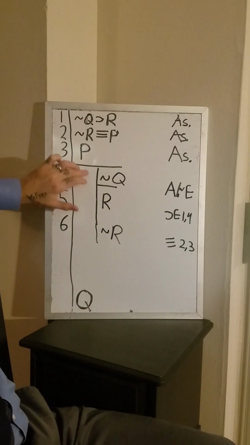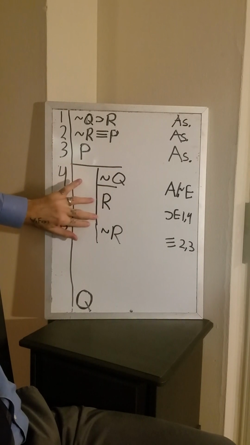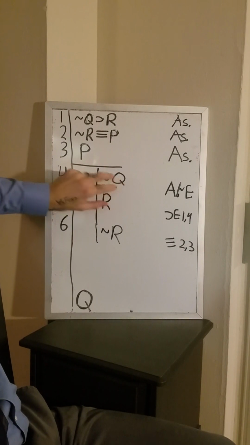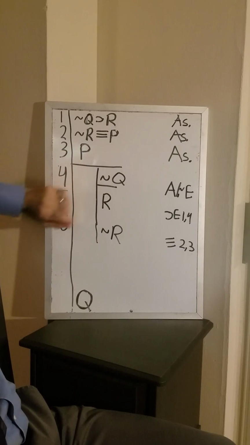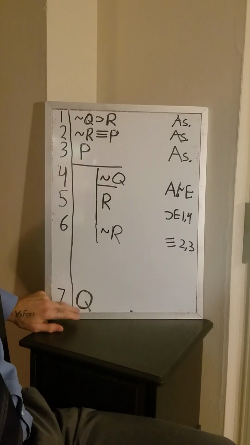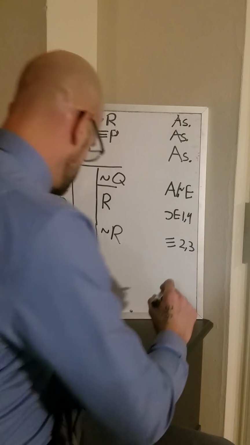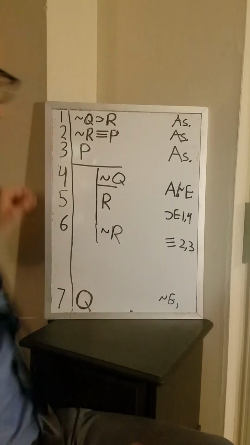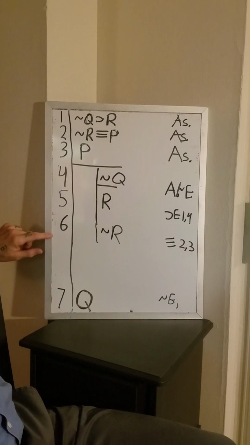Okay? So now we've shown that not Q led to this contradiction between R and not R. So we can go ahead and take the negation off and conclude that Q. By negation elimination on lines 4 to 6.